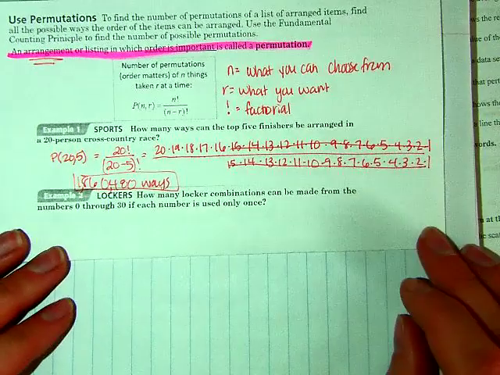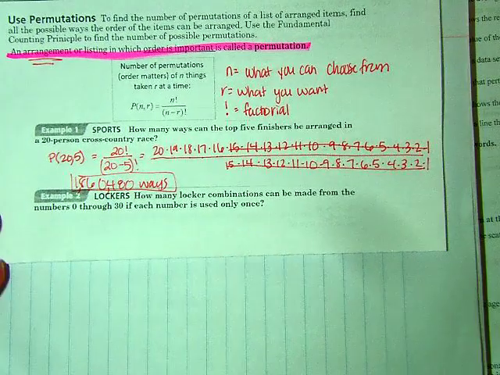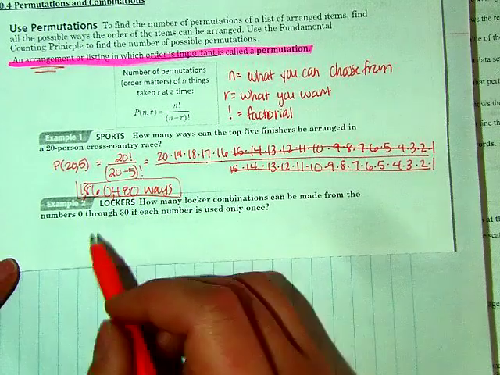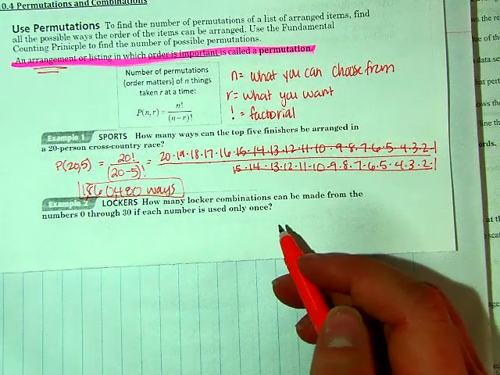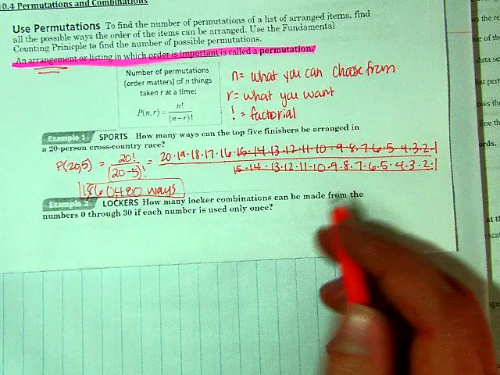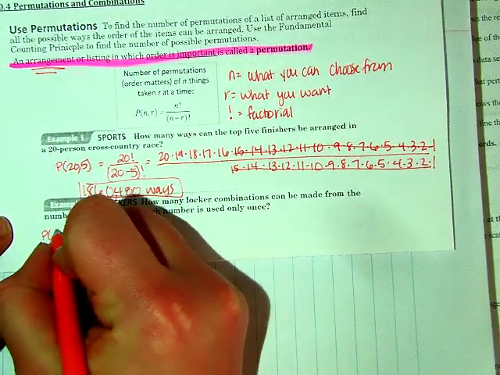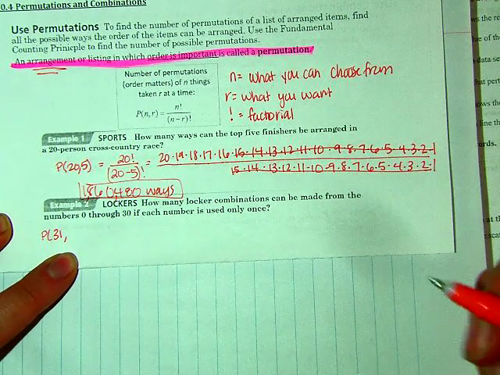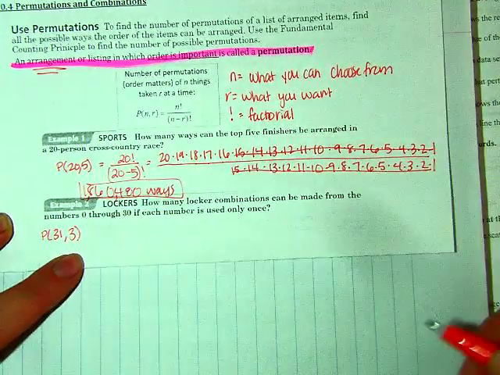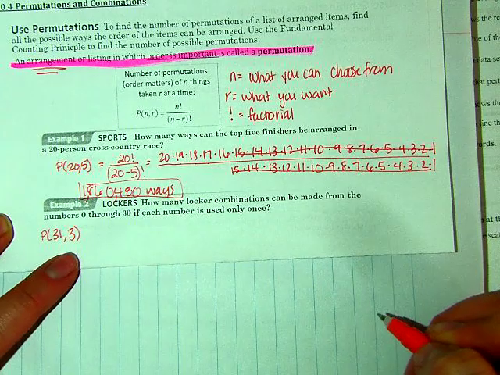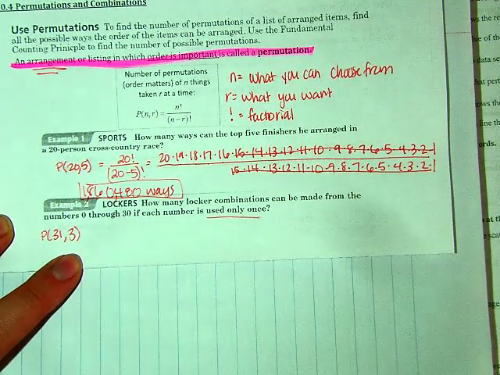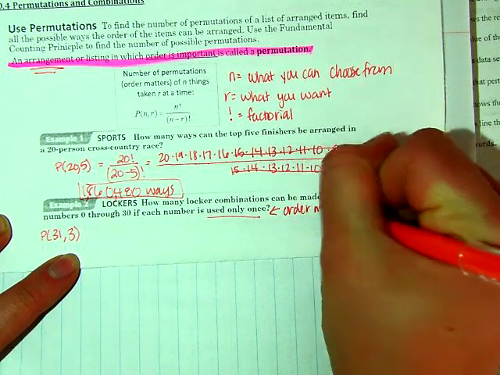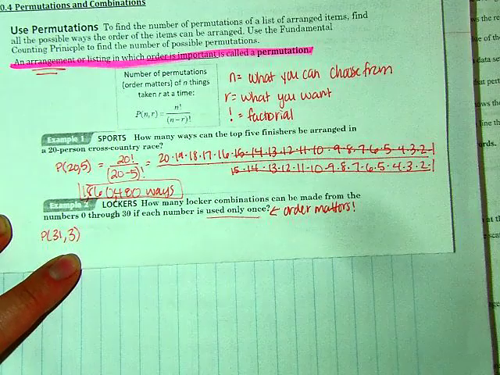Lockers. How many locker combinations, we should actually call them permutations, can be made from the numbers 0 through 30 if each one is only used once? So 1 through 30 is 30, but including 0 actually gives you 31 things to choose from, and you're going to choose 3 of them. Usually combinations are made with 3. If we're only going to use it once, this is a phrase that says order matters, because it can't be repeated.